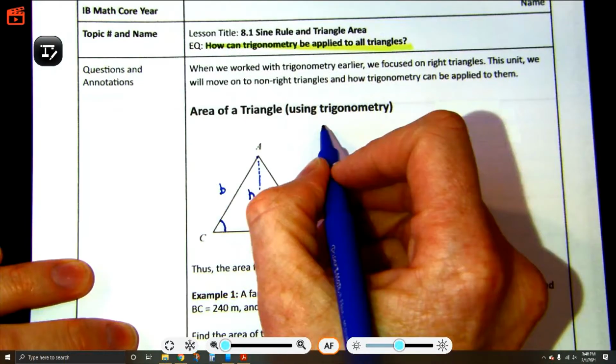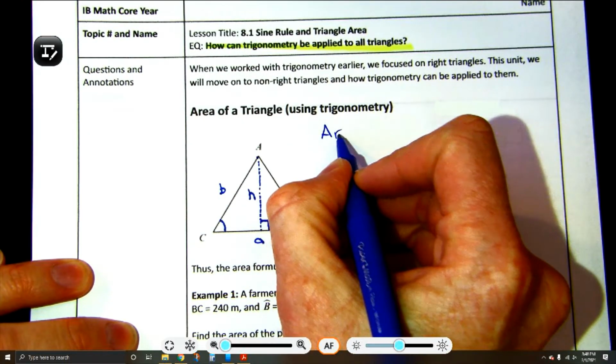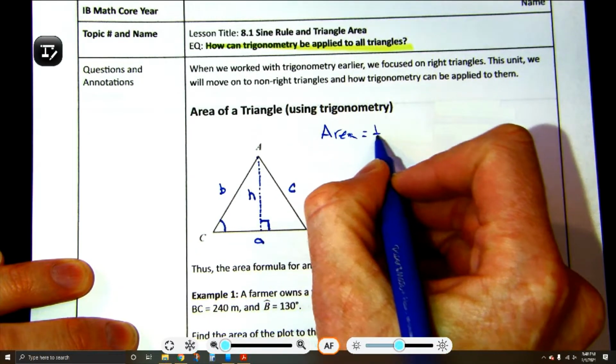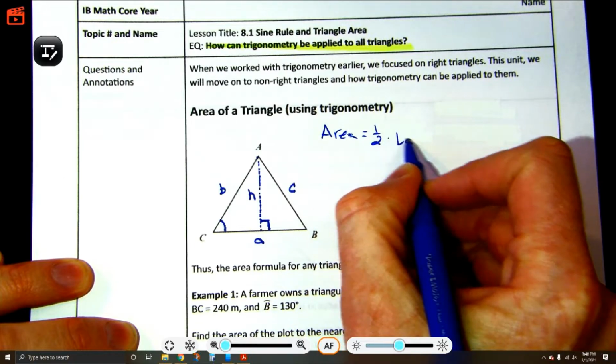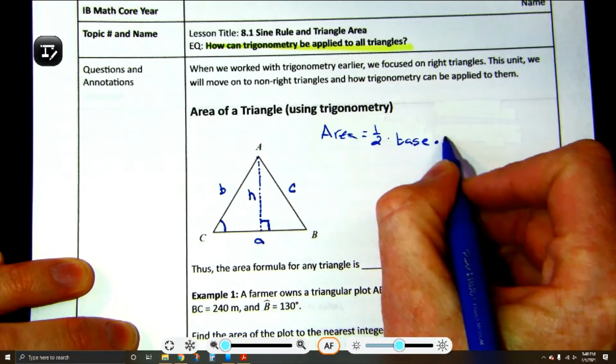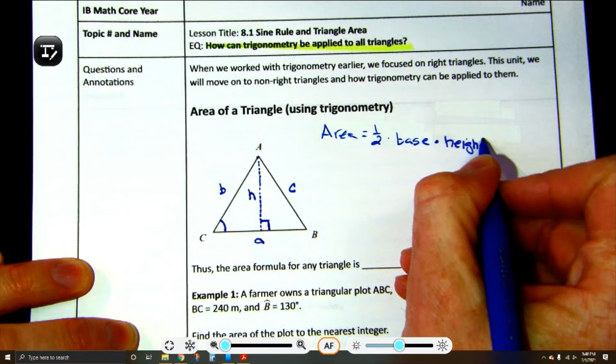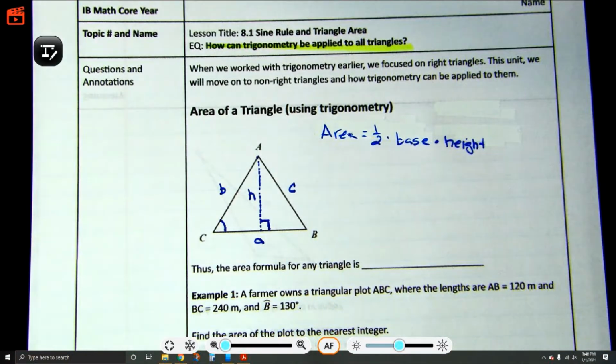So normally, and you've learned this in the past, the area formula for any triangle is 1/2 times the base times the height. And this is a fantastic formula, and you should still remember it, but that's not always going to be helpful for us. Instead, we need to have a trigonometry-based formula.